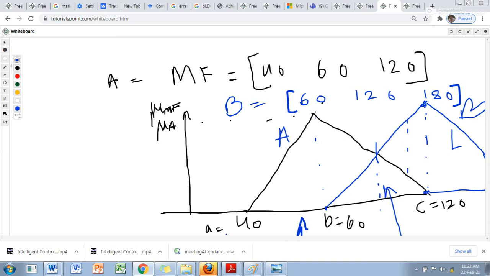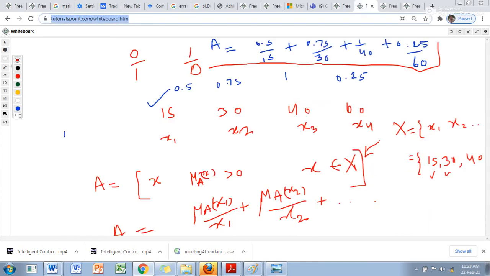So it may be any value: 40 kilometer, 60 kilometer, 120 kilometer, degree centigrade, or RPM, anything. Here this is membership grade equal to 1, and any triangular membership function can be defined by three terms A, B and C, where the middle term represents the peak point. So here we have seen how we represent membership functions.